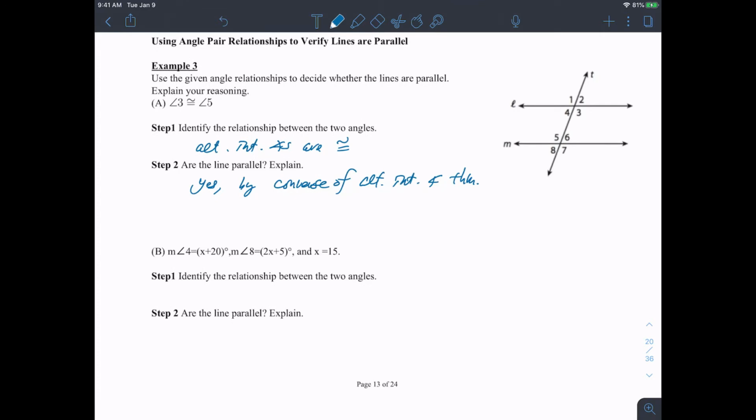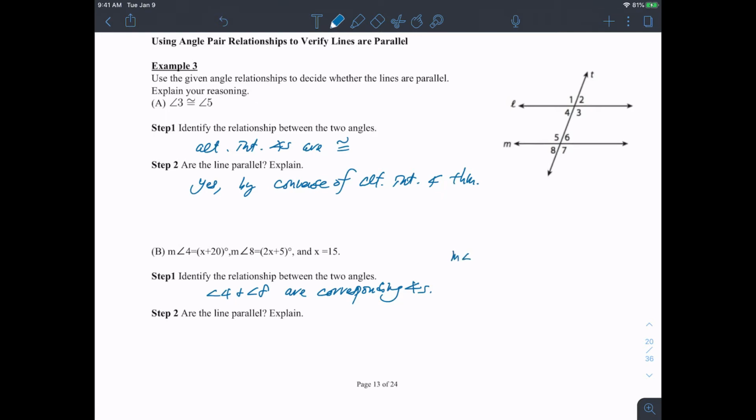If angle 4 is blah blah blah, that's not as important right now. And then angle 8. What is the relationship? Oh, they're corresponding angles, right? It means they're the same. So angle 4 and angle 8 are corresponding angles. Are they parallel? Well, I don't know. Are they the same? Okay.